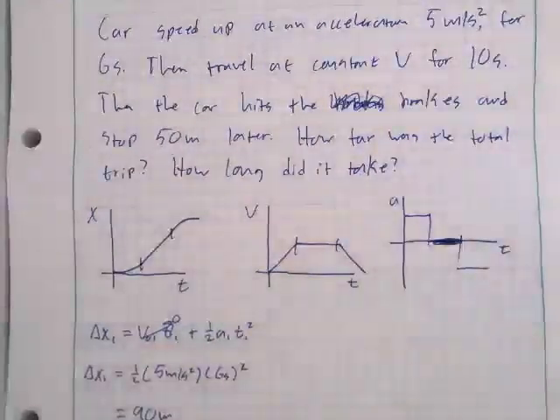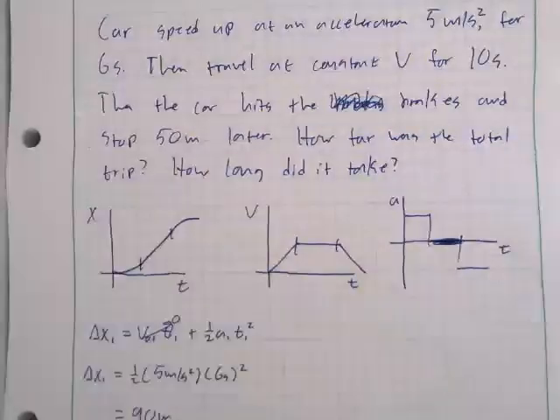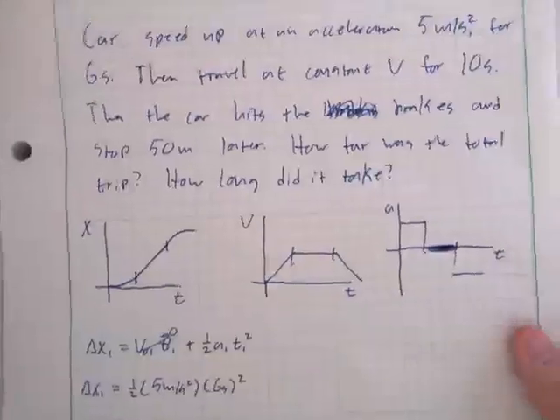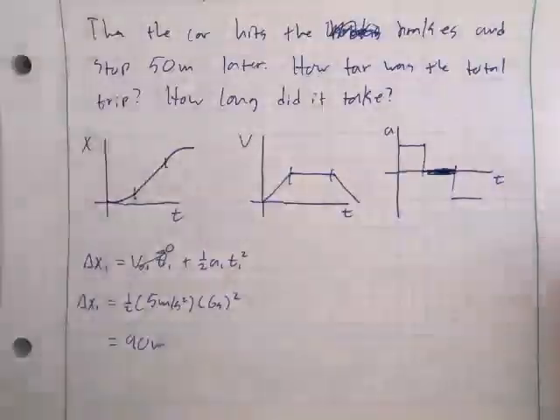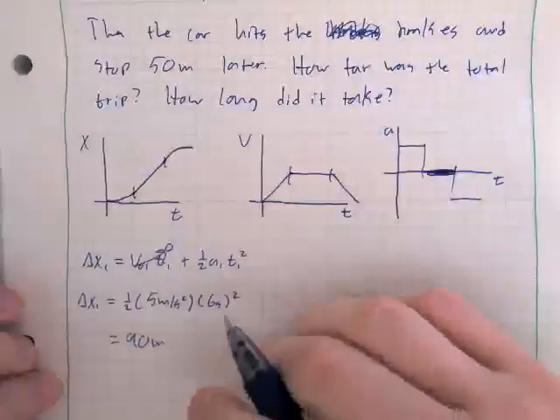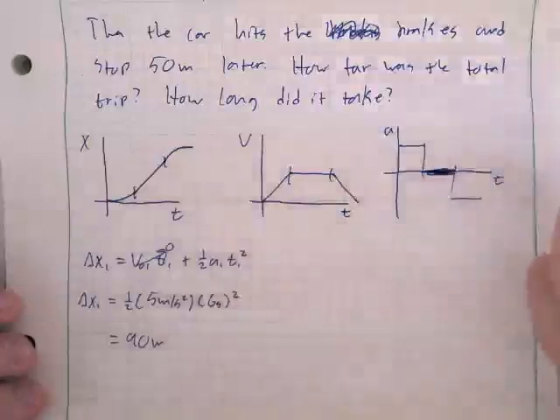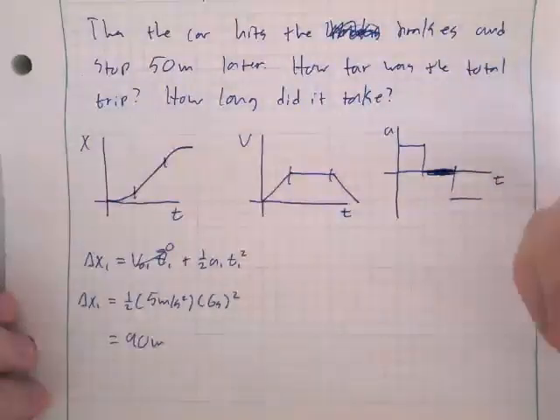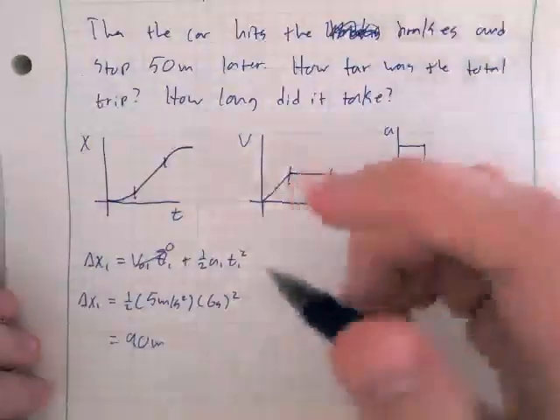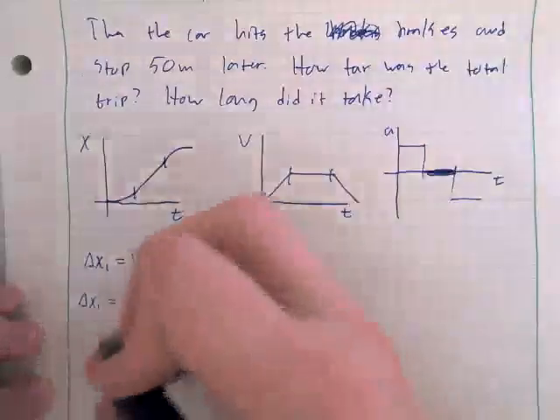What else might we want to know about the first part of our trip? Whoops, sorry, it's off the screen here. This is going to be 90 meters that we went for this first part, so we have 90 meters for delta x1. We'll keep that in mind. What else might we want to know? Let's figure out how fast we were going at the end of it. Why do I want to know that? Well, that's how fast I'm going at the beginning of part 2. Let's go ahead and find that.